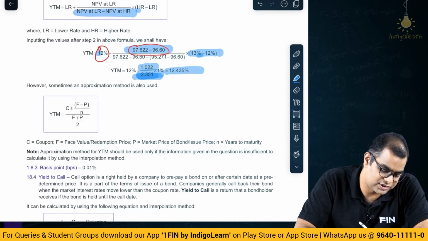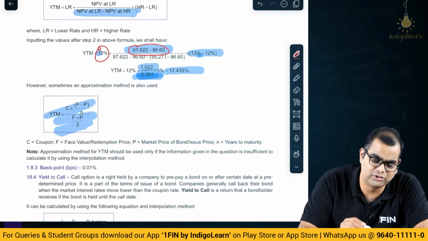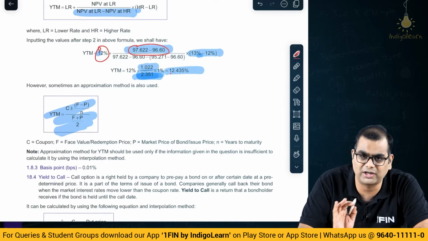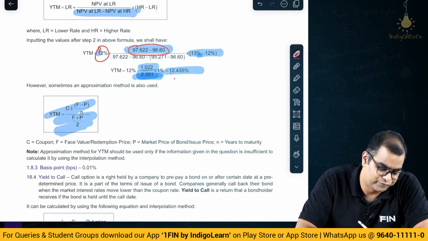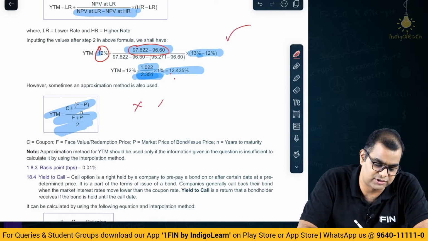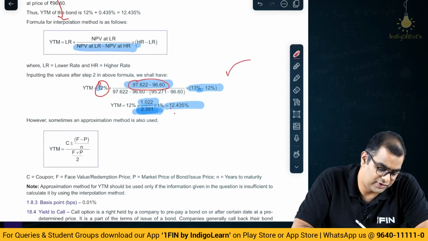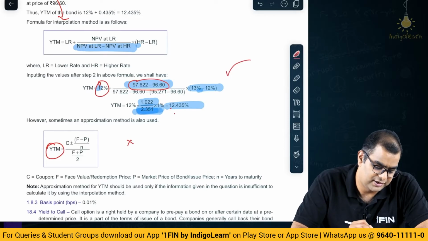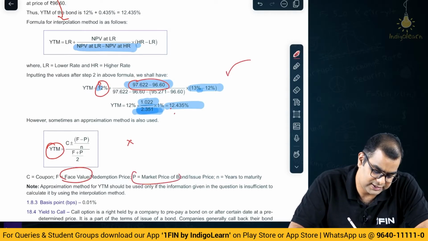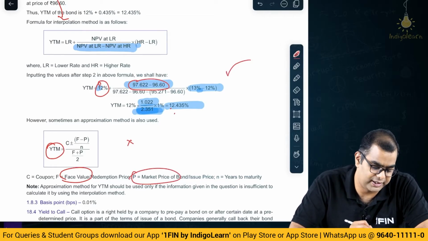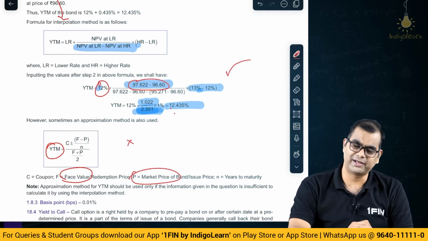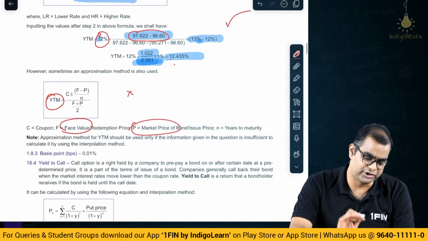Sometimes there is also a method where you approximate it. This I usually don't like, but in case they ask for an approximate method, you can give it. They will not deduct any marks if you do it the right way. So what is the formula? This is an approximate method. The formula is coupon plus or minus the redemption value minus the market price divided by the maturity, whole thing divided by the average of the current price and the redemption value. This is a very approximate method. You will typically not get the right answer, so I would definitely not use it.